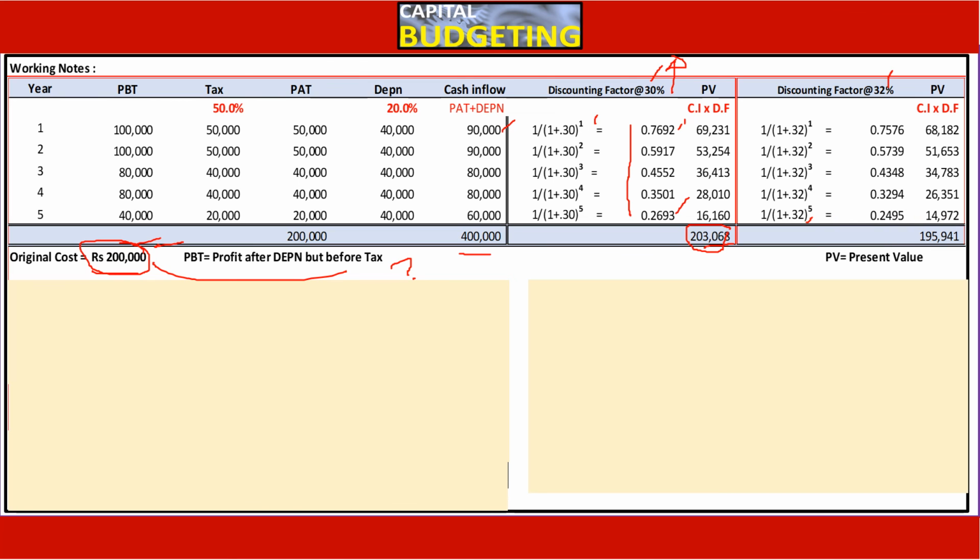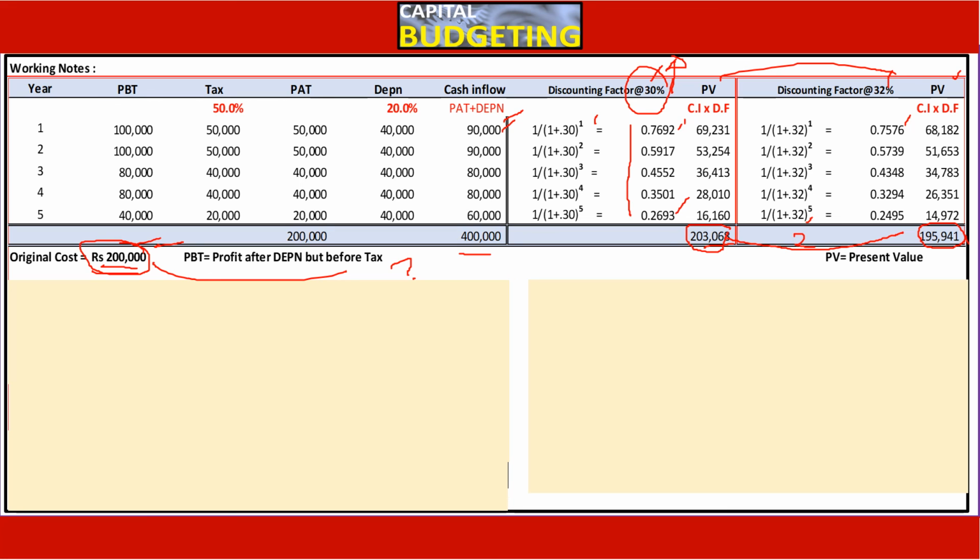And what is the value? Value is 0.7576 multiplied by 90,000. We get this amount. We continue like this. We derive an amount of 1,95,000. Now we have got two values. At 30% we get 2,03,000 and at 32% we get 1,95,000. But the rate we need is between these two, because my 2 lakhs falls in between.